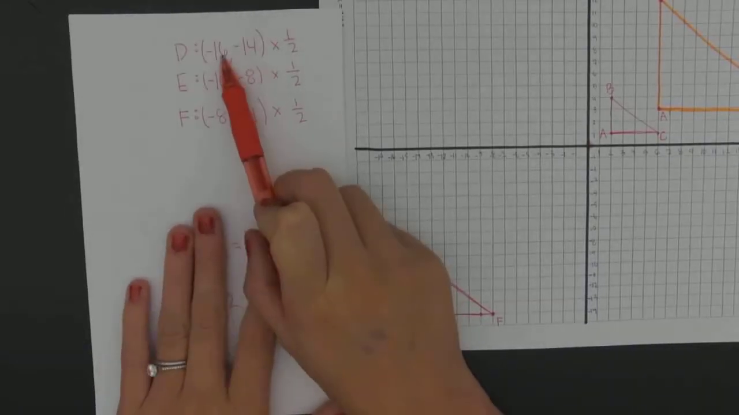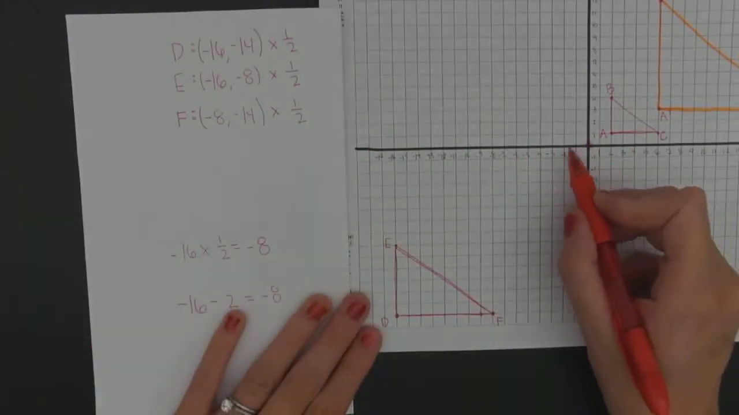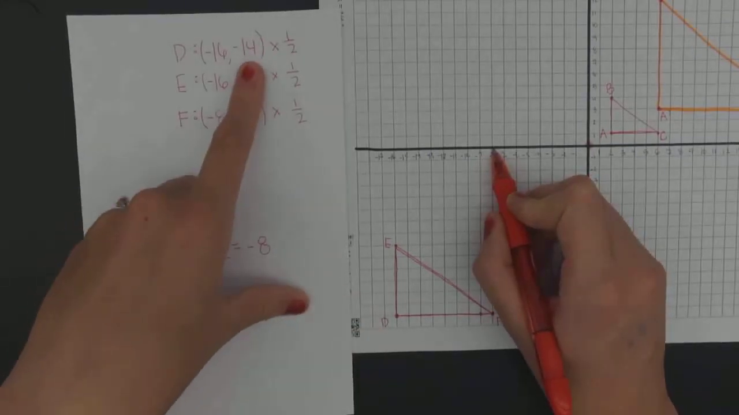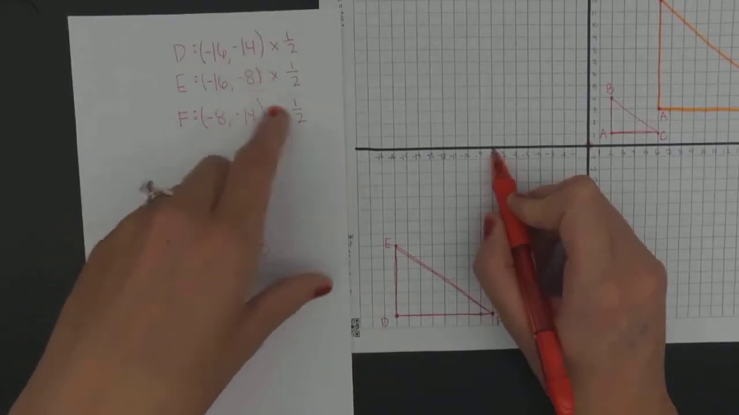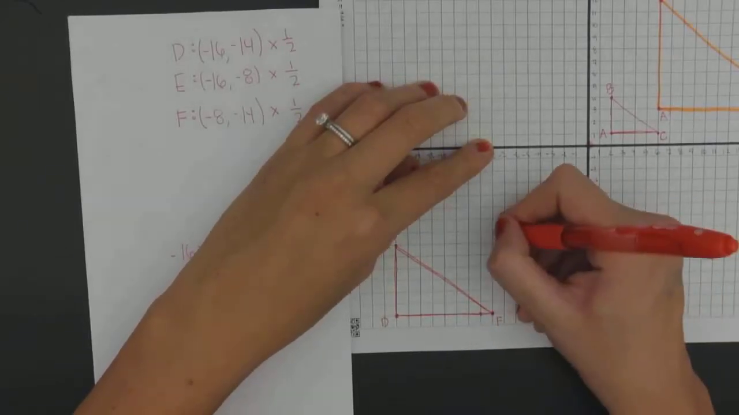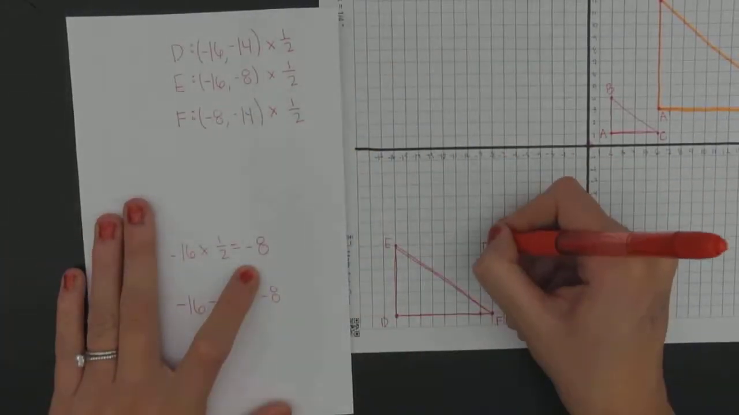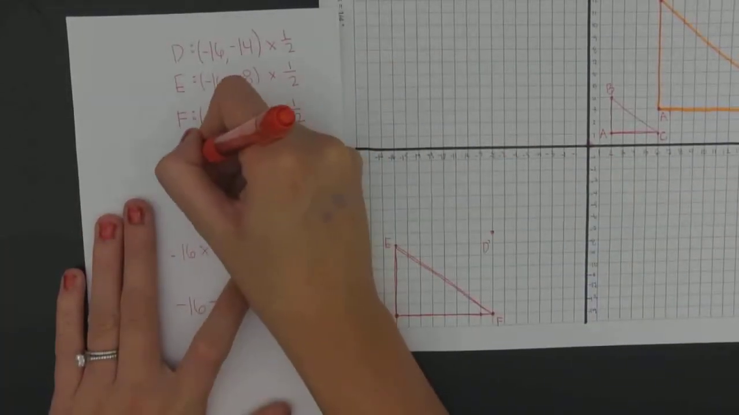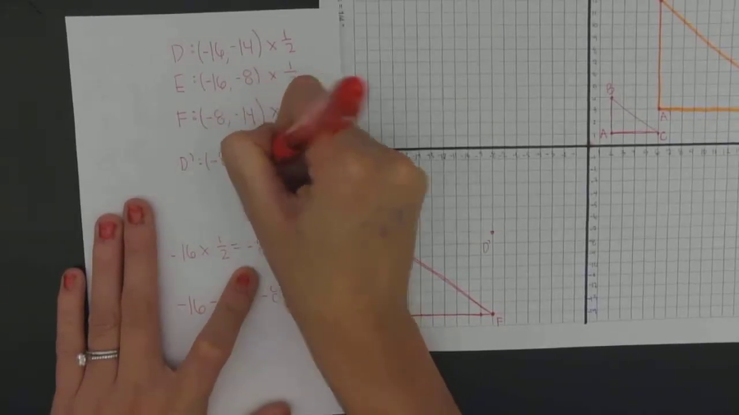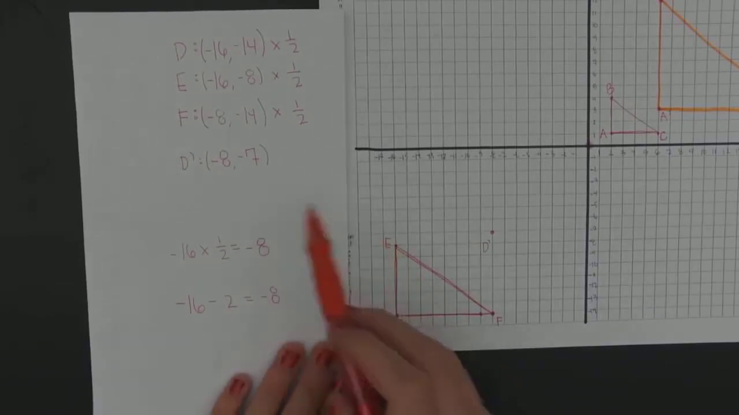All right, so -16 times 1/2 is -8. So I'm going to go back 8. And then -14 times 1/2 is -7. So I'm going to go -8, -7. Where those two meet, I am putting a dot. And that is now D prime. So D prime's coordinates are -8, -7.